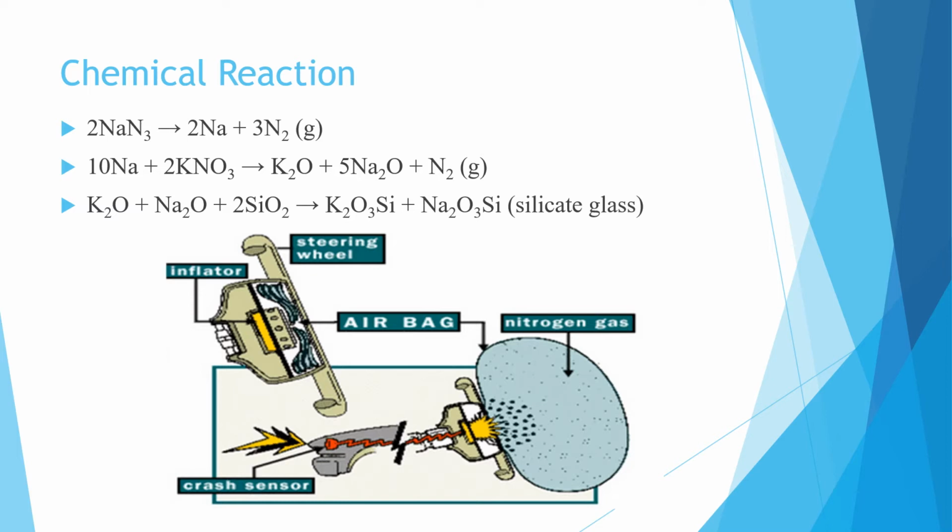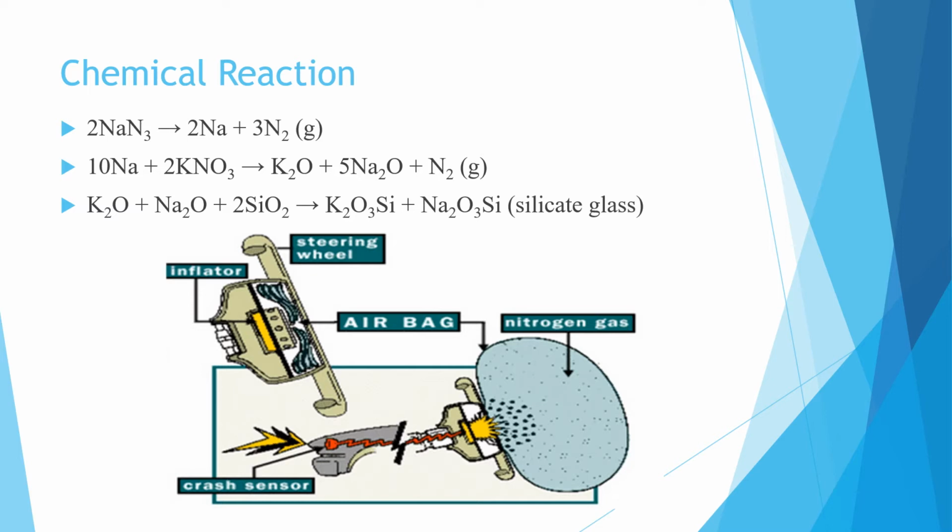At first, sodium reacts with the potassium nitrate, KNO3, to produce potassium oxide, that is K2O, and sodium oxide, that is Na2O, and additional nitrogen gas. The nitrogen generated in the second reaction also fills the airbag, and the metal oxides react with the silicon dioxide, that is SiO2, in the final reaction to produce silicate glass, that is Na2O3Si, which is harmless and stable.